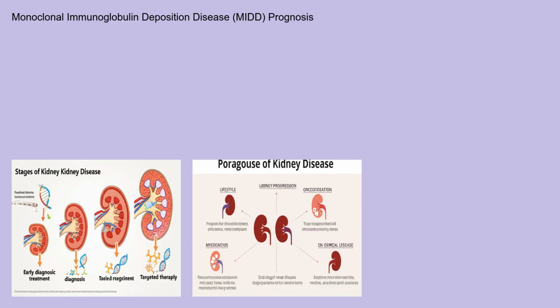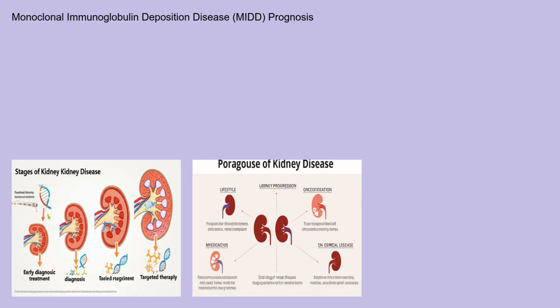The prognosis for MID can vary considerably depending on the severity of the kidney damage at the time of diagnosis, the type of monoclonal immunoglobulin involved, and the response to treatment. Early diagnosis and aggressive treatment can significantly improve outcomes. However, MID can progress to end-stage renal disease, requiring dialysis or kidney transplantation.